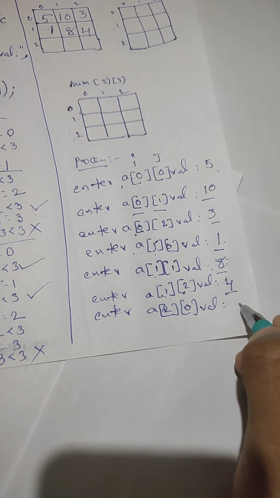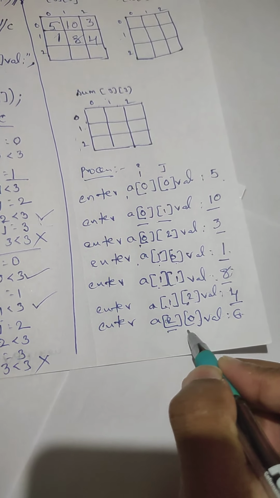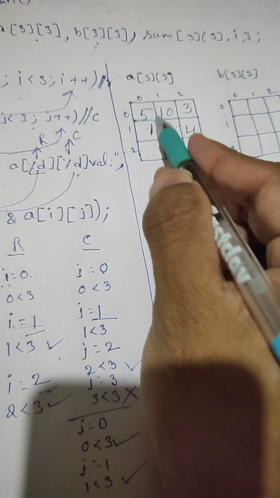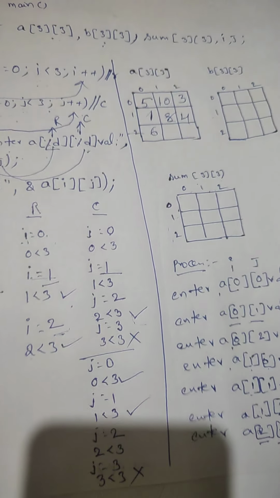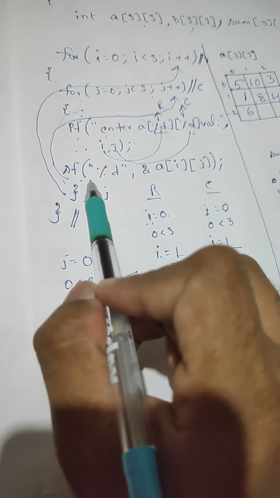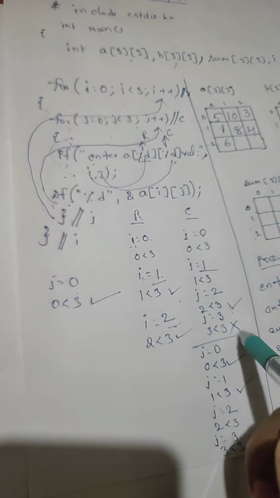Here I am inserting the value number 6. That 6 is stored in the second row, 0th column. Second row 0th column, 6 is stored. And after that, again j plus plus. After reading the value, the controller goes to j plus plus.